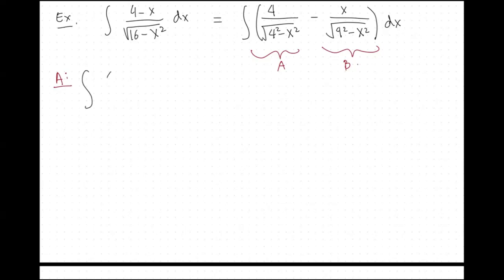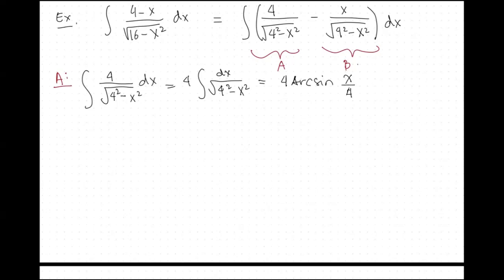So the integral of 4 over square root of 4 squared minus x squared dx. We have a formula for this. We have 4 arc sine of x over 4 plus, let's say C1 first. It can be any variable. This C1 is a constant of integration for the first integral.